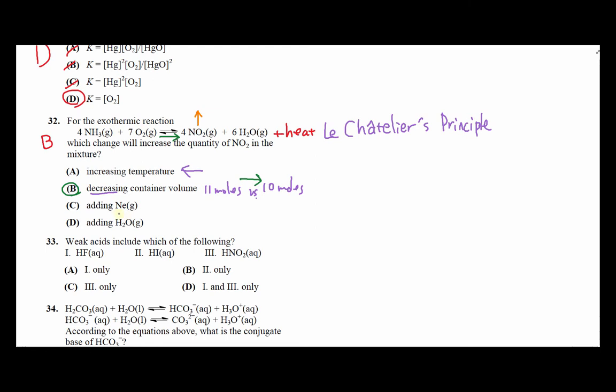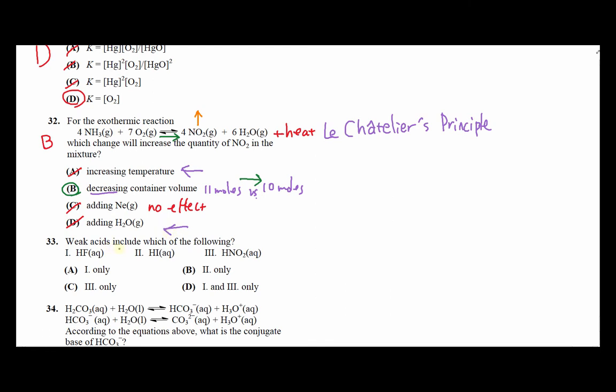In case you're wondering about C and D, neon does not affect our Le Chatelier's principle. Neon is not to be found in both the reactant side and the product side, so C is out. And for our D, when you add more water vapor, we want to release the tension by favoring the reverse reaction. So D is also favoring reverse.